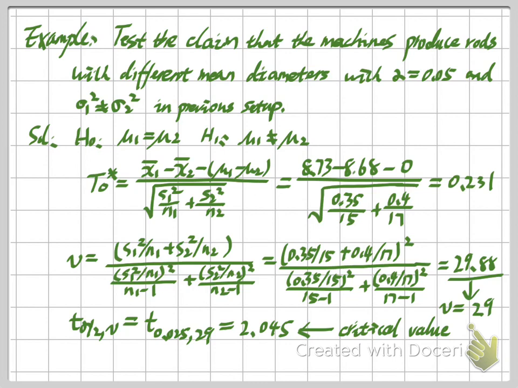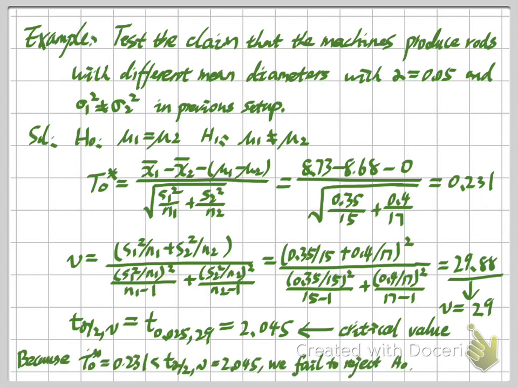So here in this case, we have one that is 0.231, the other is 2.045. So of course our critical value is larger. So that's why we fail to reject our null hypothesis. So this is an example of how we can use the formula to do the hypothesis test.